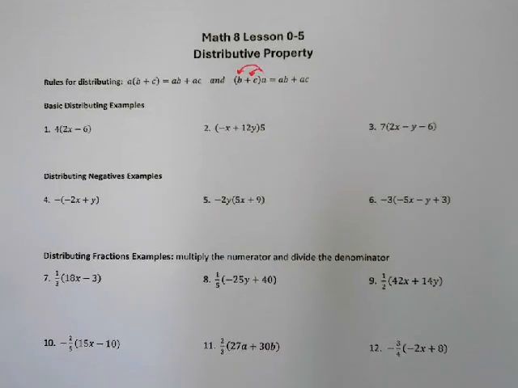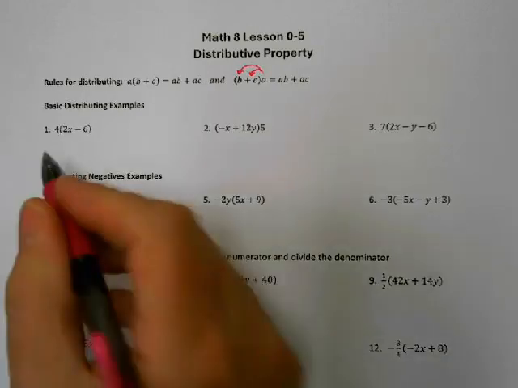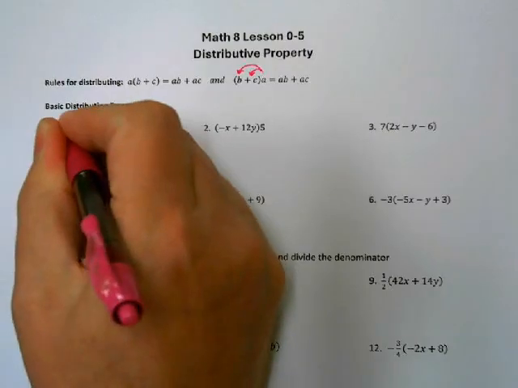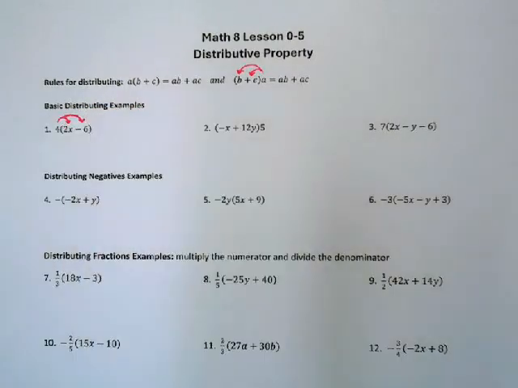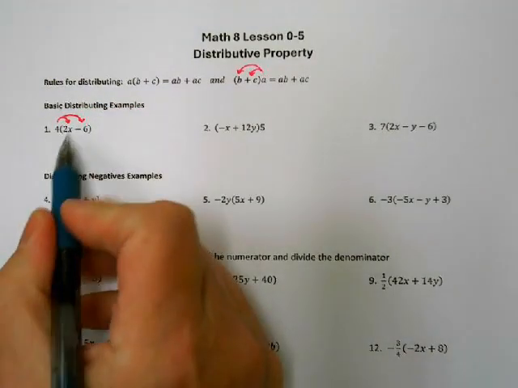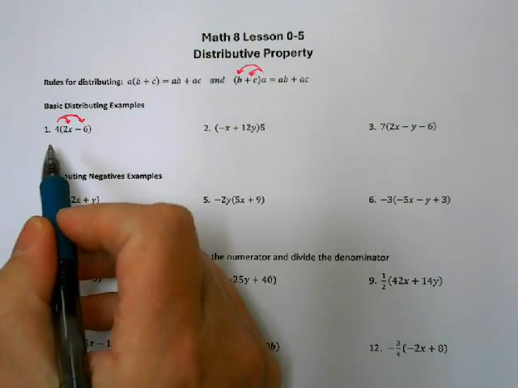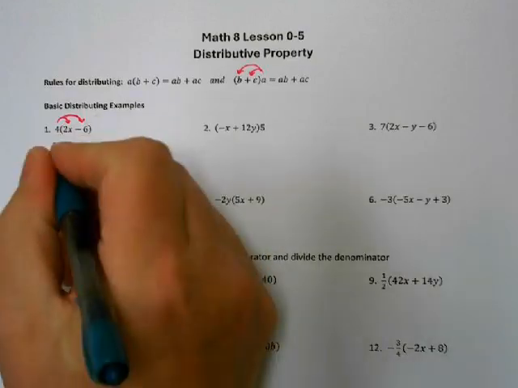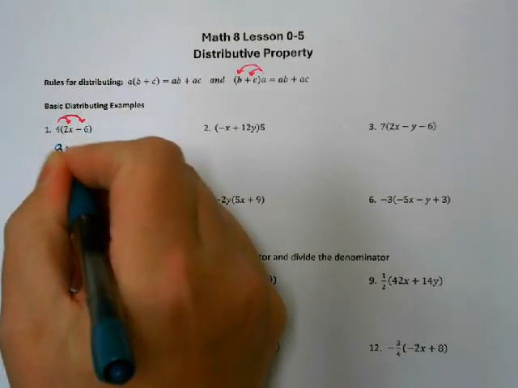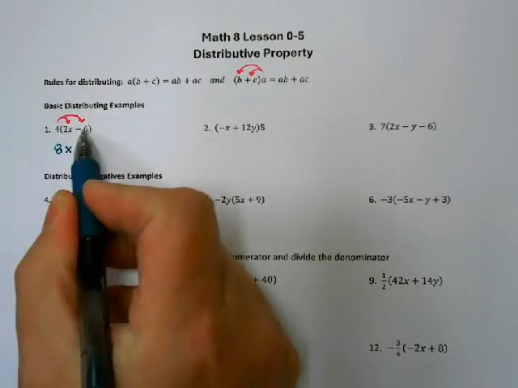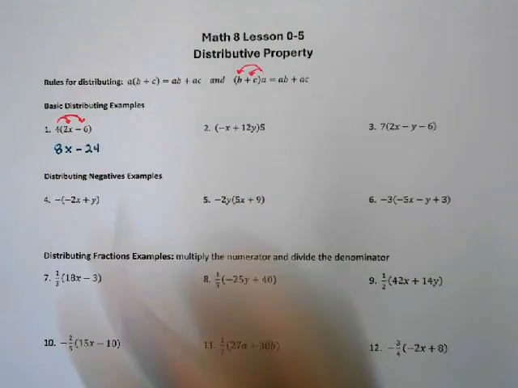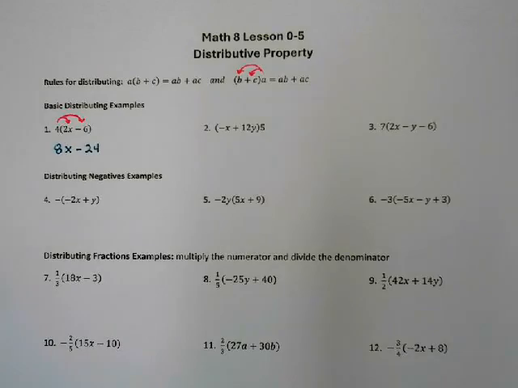All right, so let's just start with some basic distributing problems. First one, we're going to do 4 times 2x, and we're going to do 4 times negative 6. So 4 times 2, remember when you're multiplying, you multiply the coefficients, and then the variable stays the same. So 4 times 2 is 8. The variable stays the same and is x. 4 times negative 6 is negative 24. There are no like terms, so we are finished.